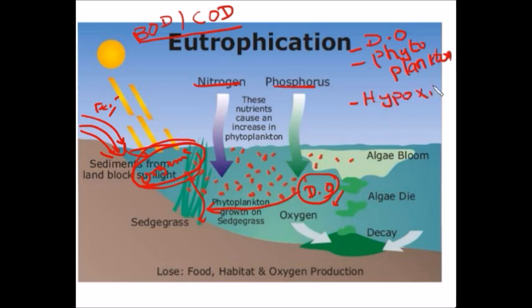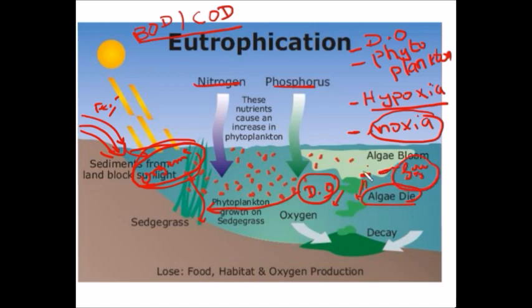Hypoxia means low oxygen level in the water body, or also you can say in the human body. Complete absence of oxygen is called anoxia. So because of the hypoxia, the fishes and other animals suffer and slowly they will die down. Only the animals which can survive in the low oxygen environment will survive.